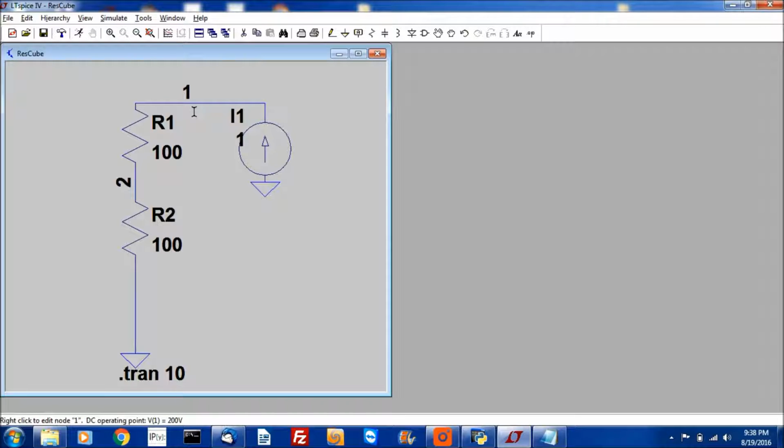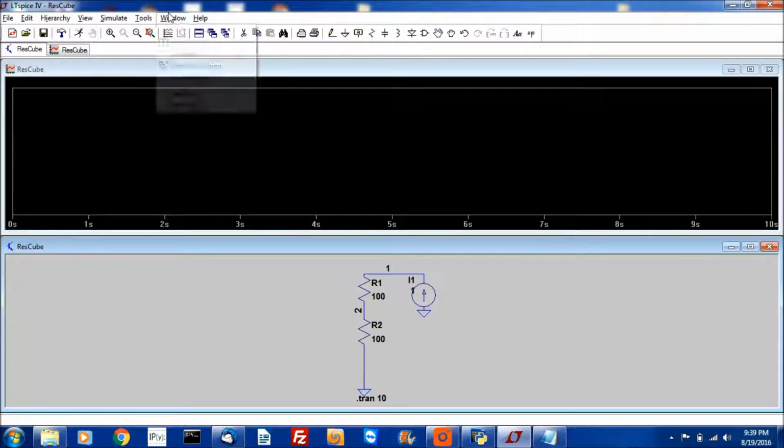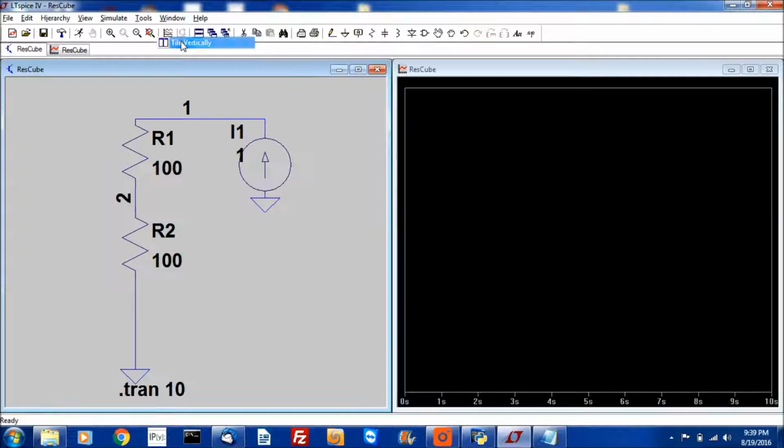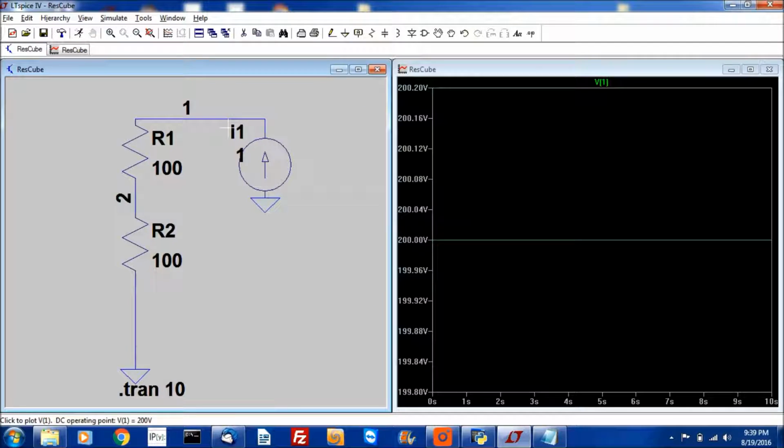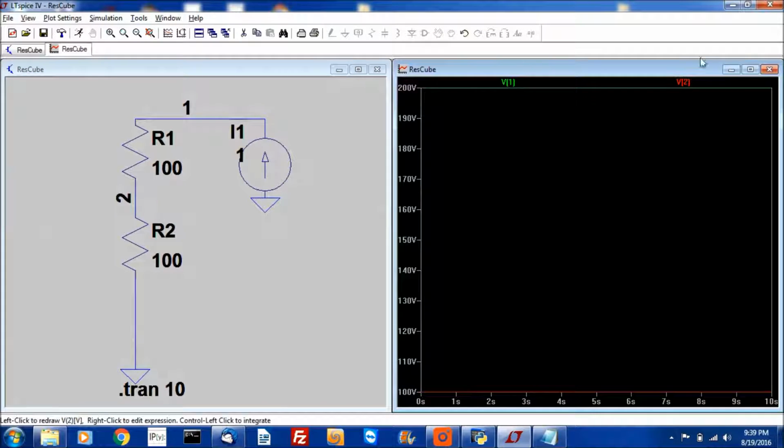So my current is 1 amp and there are two resistors here, so that would be 200, adding both the resistors. So if I measure the voltage here, that is 200 volts as expected, and the voltage at the middle node should be 100. Voltage at V2 is 100.